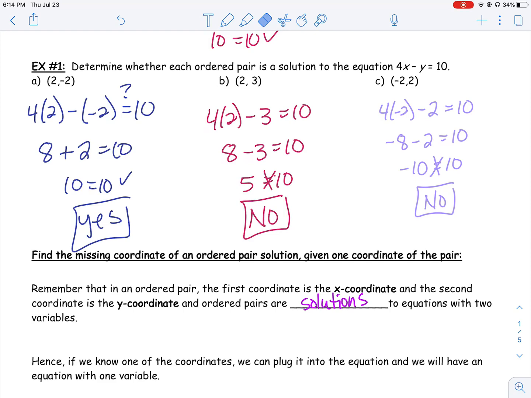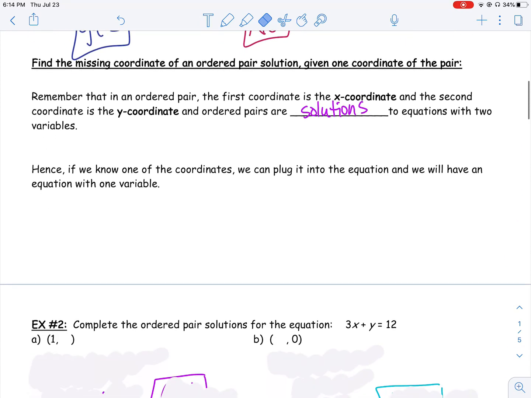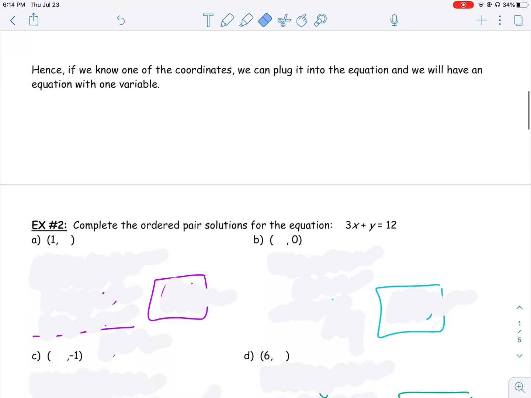All right, so what that means is if I plug in my x-coordinate and I plug in my y-coordinate, I should be able to figure out what the solution is. Well, what happens if my solution is missing one of the variables? Maybe I know x, but I want to find y. Or maybe I know y and I want to find x. Well, I should be able to plug in one of the variables and figure out what the other variable is.